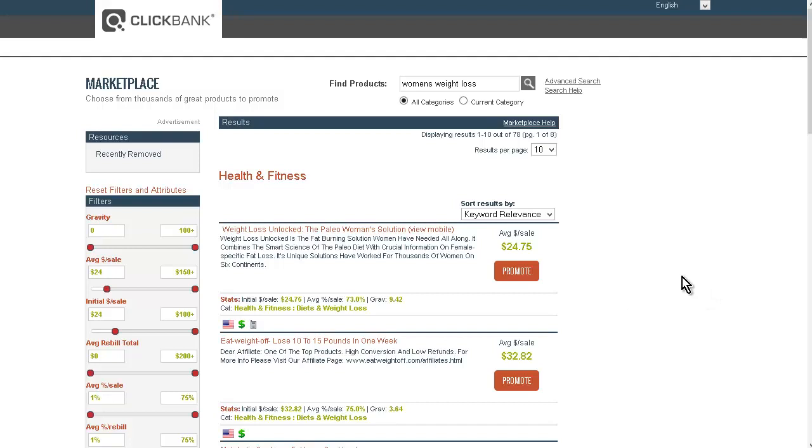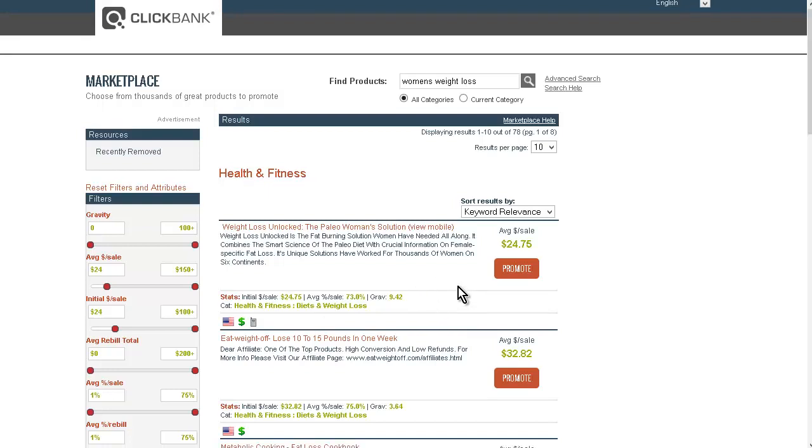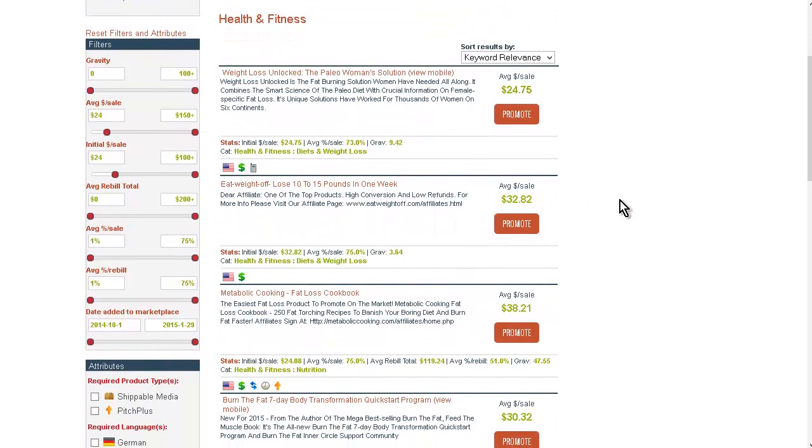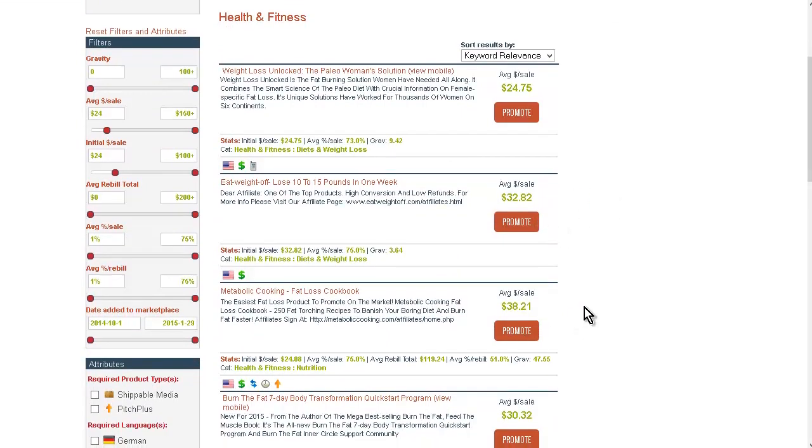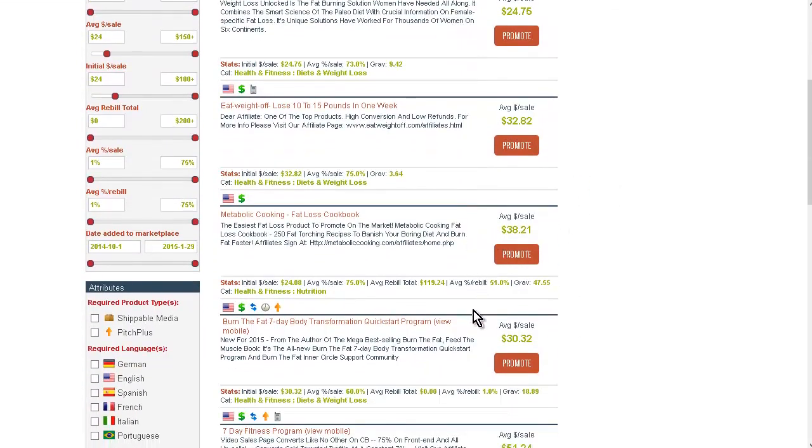Okay, now the rest of the narrowing down, we have to go start looking at products. So let's go and decide which ones we want to explore further. And you can do these one at a time. You don't have to go through the whole list and see what there is, but we can just have a look here. So let's go with something with a little more commission here. Let's go to this one here. Okay, so our gravity on this one is 47.55.